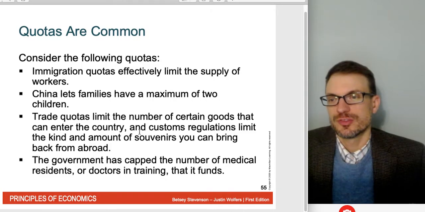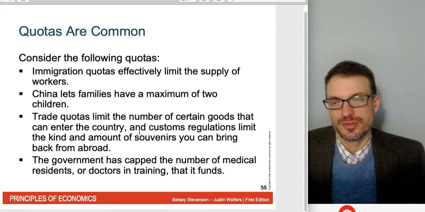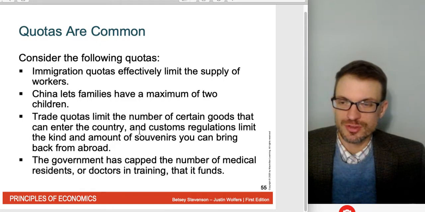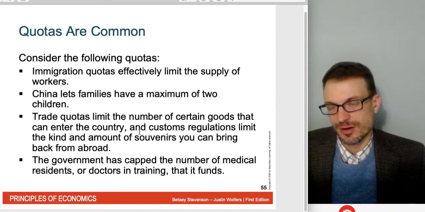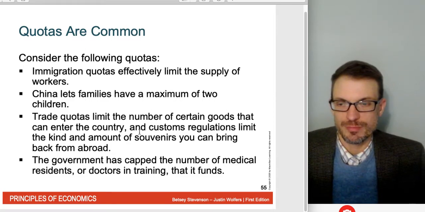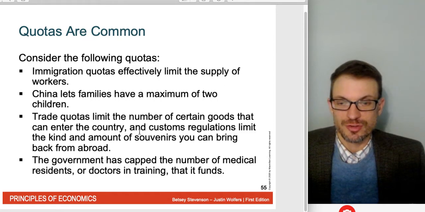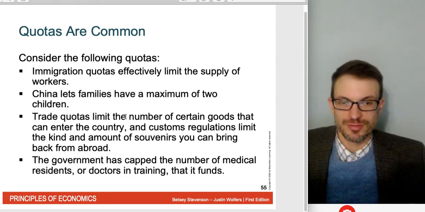Consider the following quotas. Immigration quotas effectively limit the supply of workers. If we restrict the supply of workers, they should compete up wages because of scarcity. China lets a family have a maximum of 2 children. Trade quotas limit the number of certain goods that can enter the country. Customs regulations limit the kind and amount of souvenirs you can bring back from abroad. Government has capped the number of medical residents, or doctors in training, that it funds. That drives up the wages for doctors. So we've got lots of quotas, lots of examples.